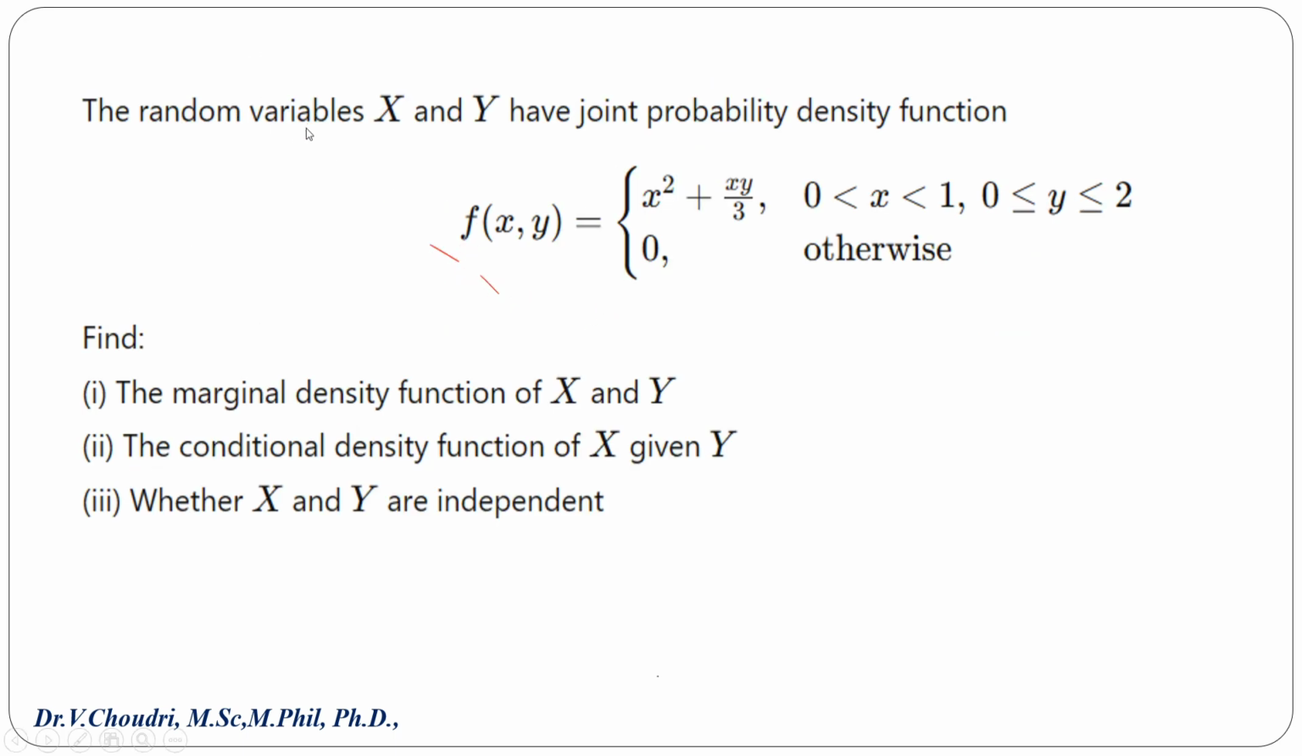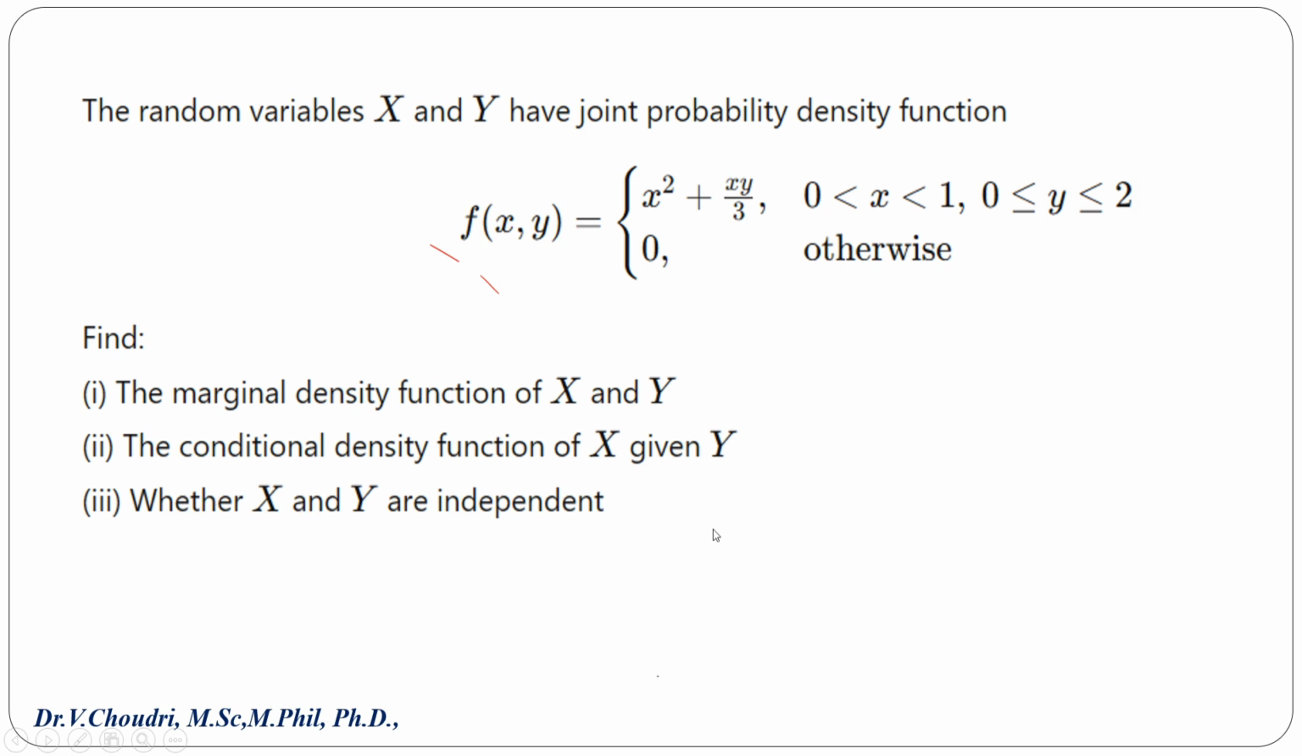Second, another important problem. The random variables x and y have joint probability density function f of x comma y equal to x square plus xy divided by 3. What is the limit of x? 0 to 1. What is the limit of y? 0 to 2. See here, the function has different powers of x, and the limits are also different. So here we look at finding marginal functions very carefully. Find the marginal density functions of x and y. Second, the conditional density function of x given y, and whether x and y are independent.